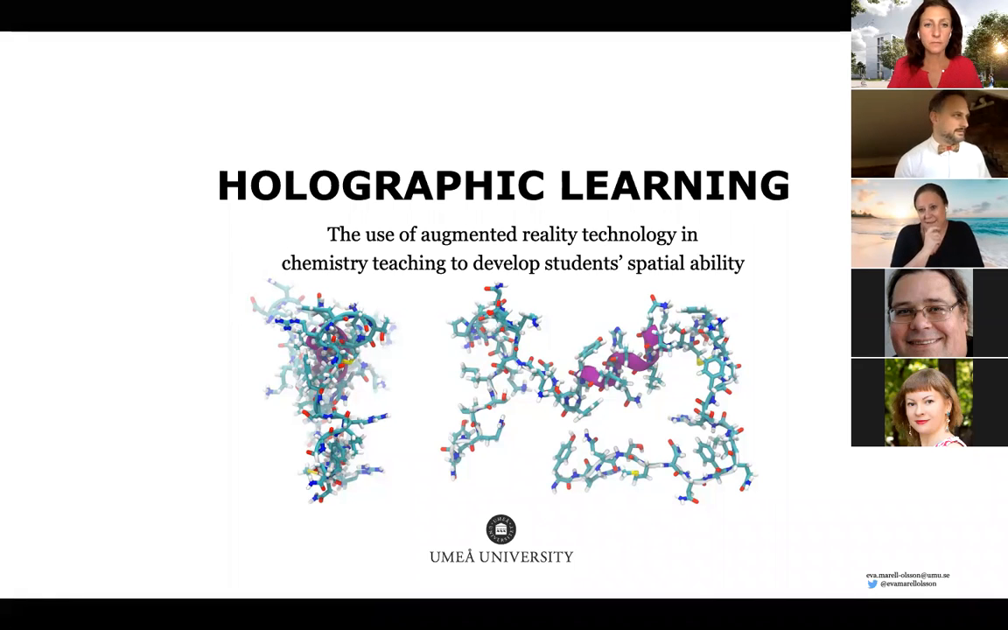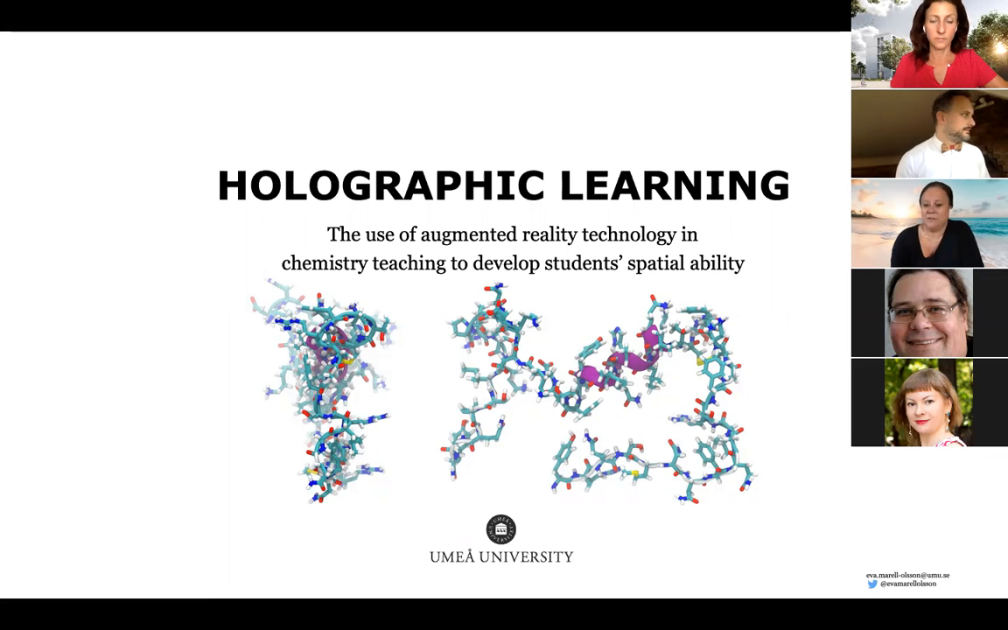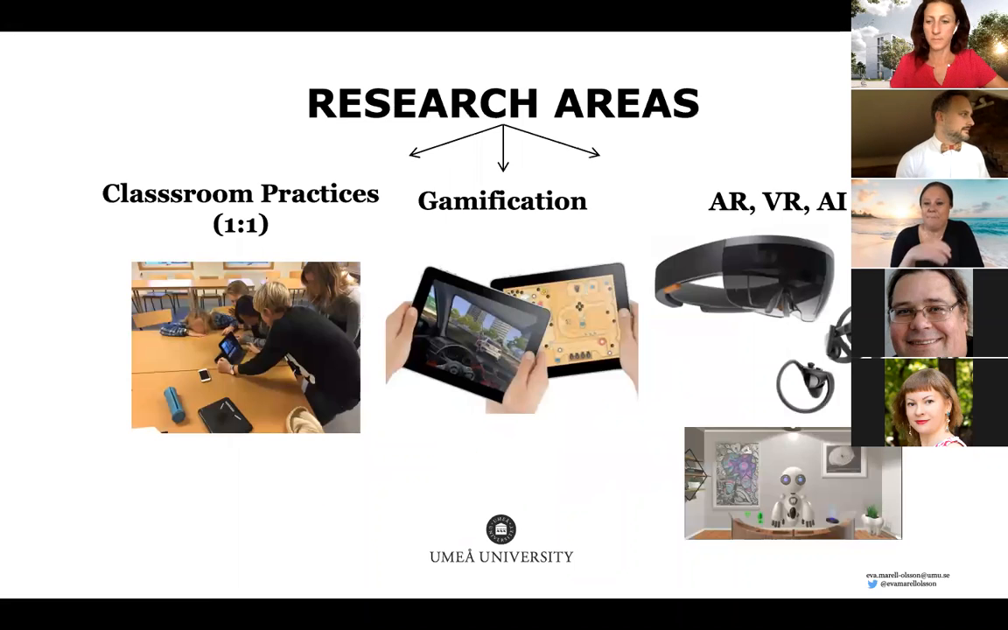My name is Eva Mårell Olsson, and I'm working at Umeå University. And I will talk about a project that we conducted in February this year. And it's about chemistry teaching and how to develop students' spatial ability.